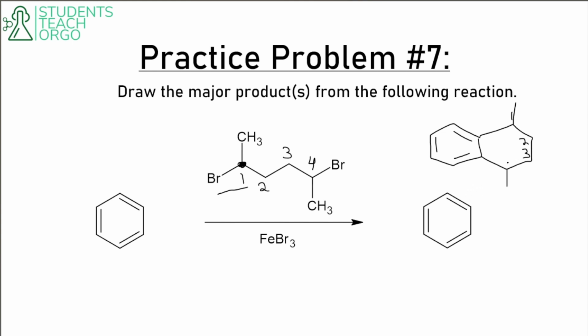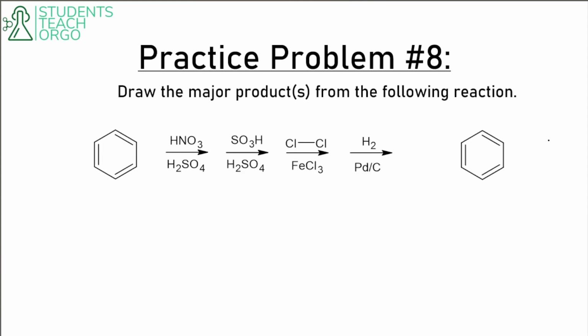So 1, 2, 3, 4. This could be 5. And this could be A, just to not be confusing. So A and 5. Hopefully that makes sense. Let's continue. All right, so this one takes a few steps, but let's do this one by one.